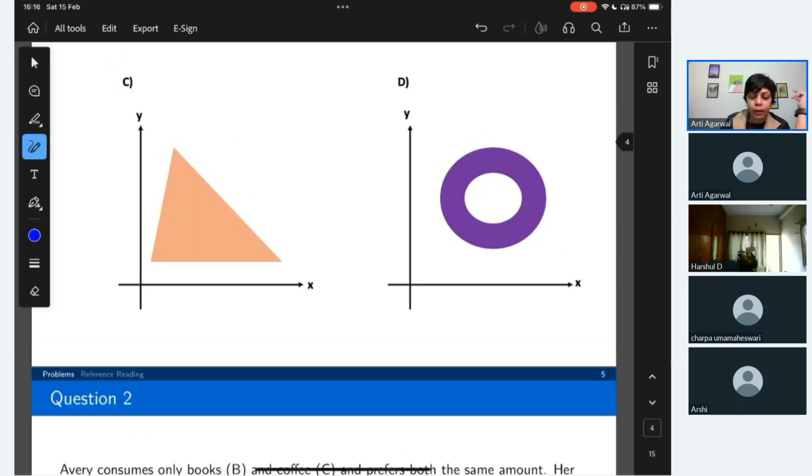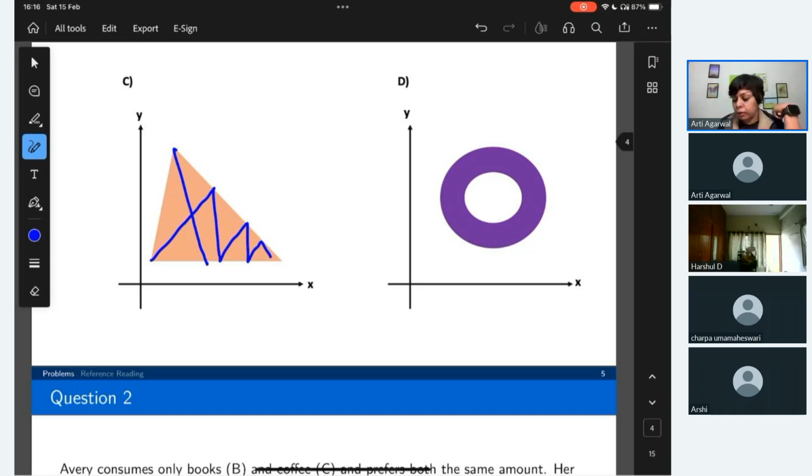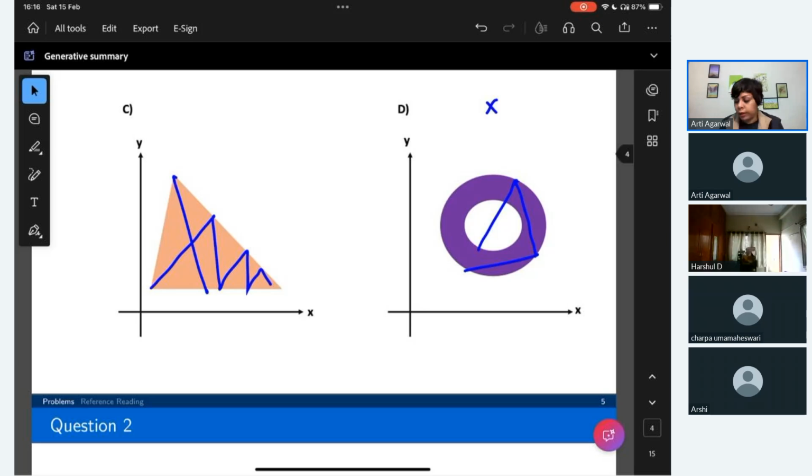This is a triangle, so this is pretty straightforward. This obviously you can take any lines anywhere. They're all going to be inside. Now this donut is also pretty straightforward. You can take any point here and here, then the line is falling outside. If you take a line inside like here, then it's fine. But if the line is falling outside, it cannot be okay. So D will also not be a convex set.